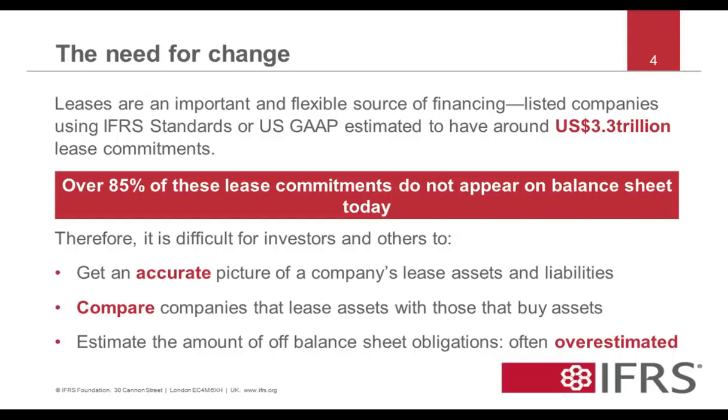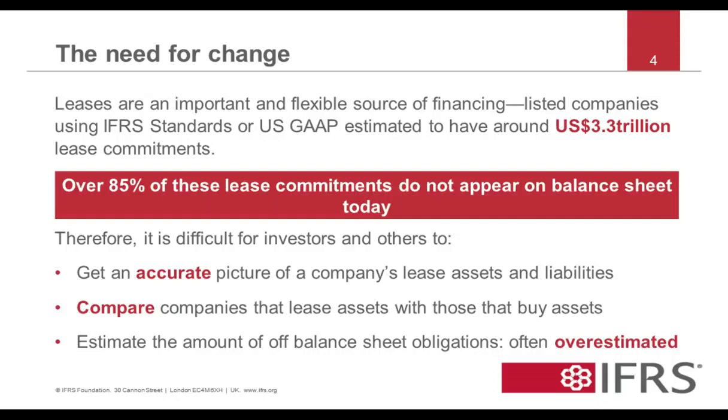Because of this, investors and analysts face several difficulties today when they try to understand information reported by lessees. First of all, they struggle to get an accurate picture of lease assets and liabilities because those amounts do not appear on the balance sheet for operating leases. Secondly, they find it difficult to compare companies that lease assets with those that buy similar assets. And again, that's mainly because assets and liabilities arising from today's operating leases do not appear on the balance sheet.